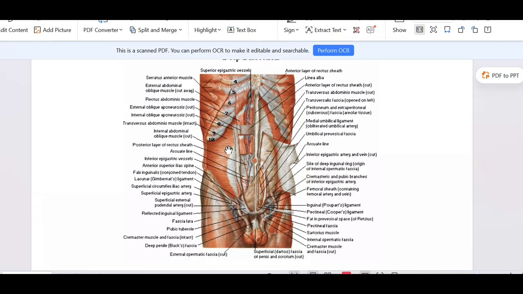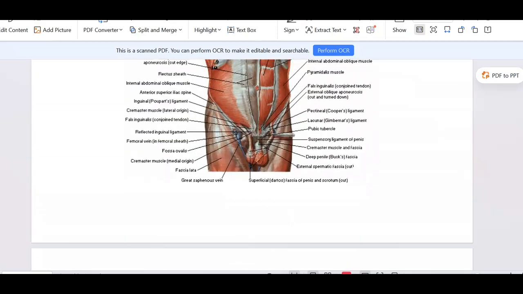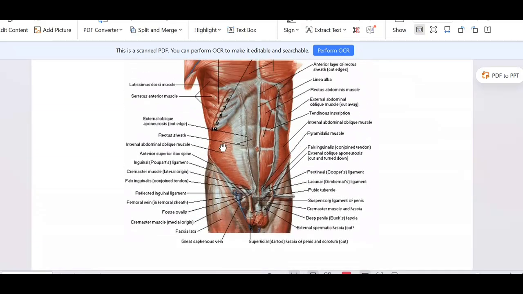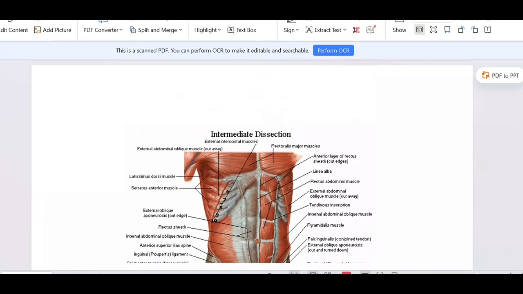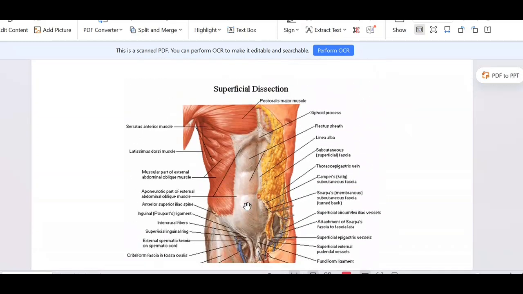So the fibers of the transversus abdominis muscle are running horizontally forward, but we have already discussed that the fibers of the internal oblique are running or radiating forward and upward, but the fibers of the external oblique were radiating forward and downward. So that is the difference. The fibers of the external oblique are running forward and downward, internal oblique are running forward and upward, but that of the transversus abdominis fibers are running horizontally forward.